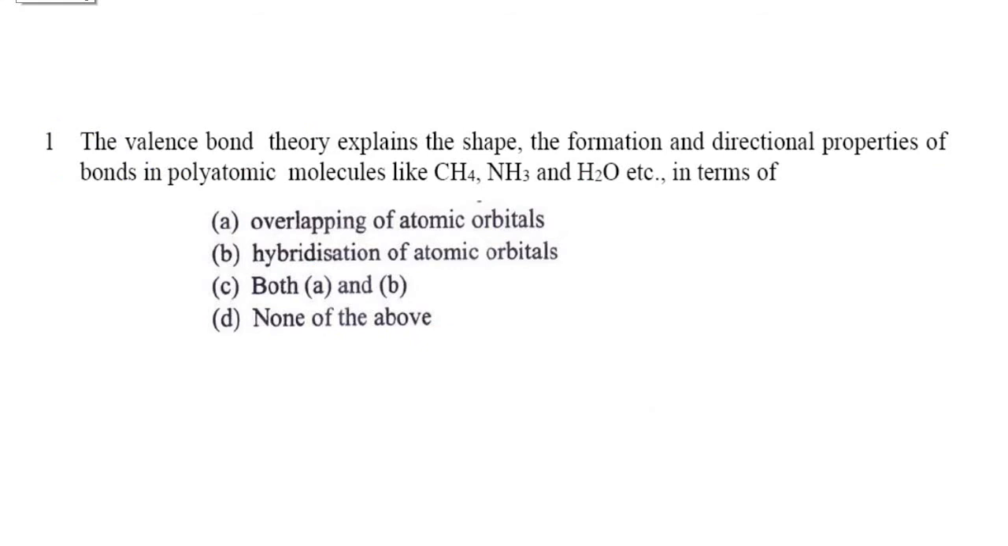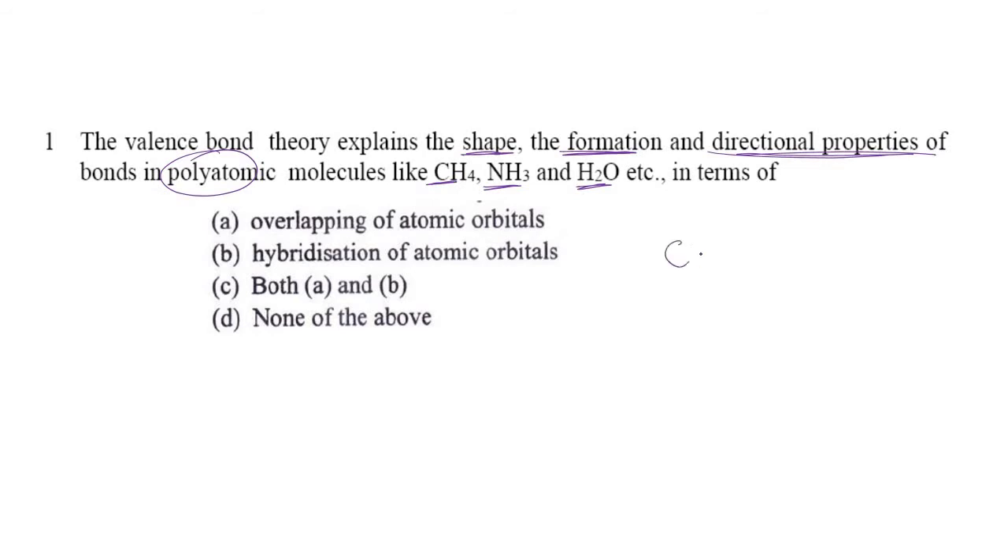Now let us have some competitive questions which has been already sent to you in the form of PDF file. That only we are going to discuss now. Later we'll be giving some assignment along with theory questions, right? Now the first question, the valence bond theory explains shape, the formation and directional properties of polyatomic, not diatomic, polyatomic molecules like methane, ammonia and water in terms of. Now you have to find out the correct option.